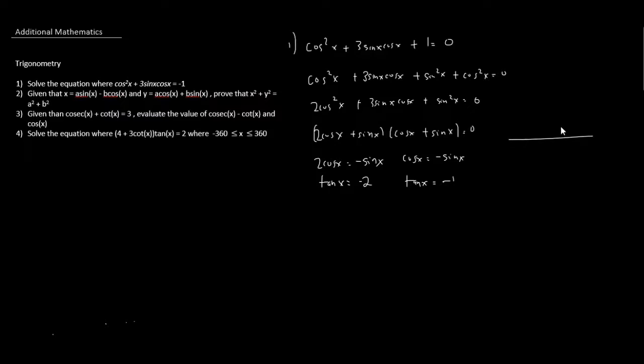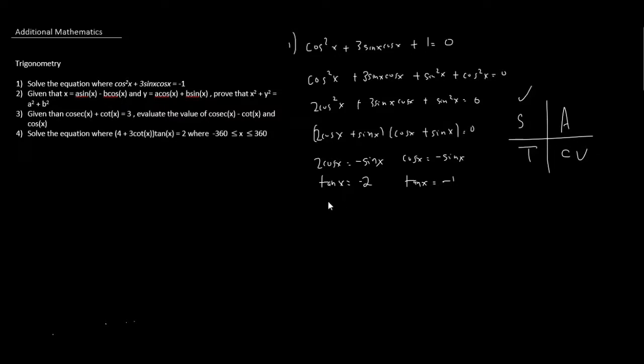That means if we draw out the four quadrants, the way I normally memorize is add sugar to coffee. So the first quadrant, all will be positive. In the second, only sine. In the third, tangent. And in the fourth, it will be cosine. Right? And so if tangent is negative, that means it will lie in the second and in the fourth, right?